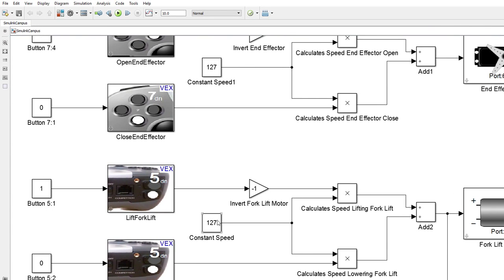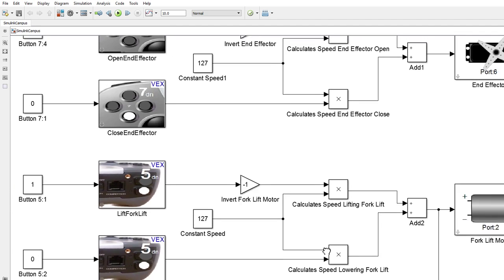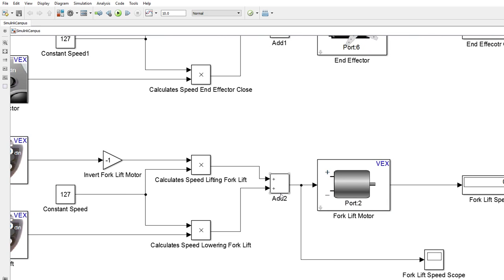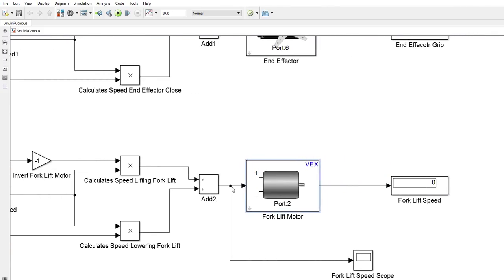multiplication, which is 127 times -1. And this one would be 0 times 127, which would equal 0. We would add them together. It would come to a total of -127. It would move into this forklift motor and forklift speed scope at the same time.